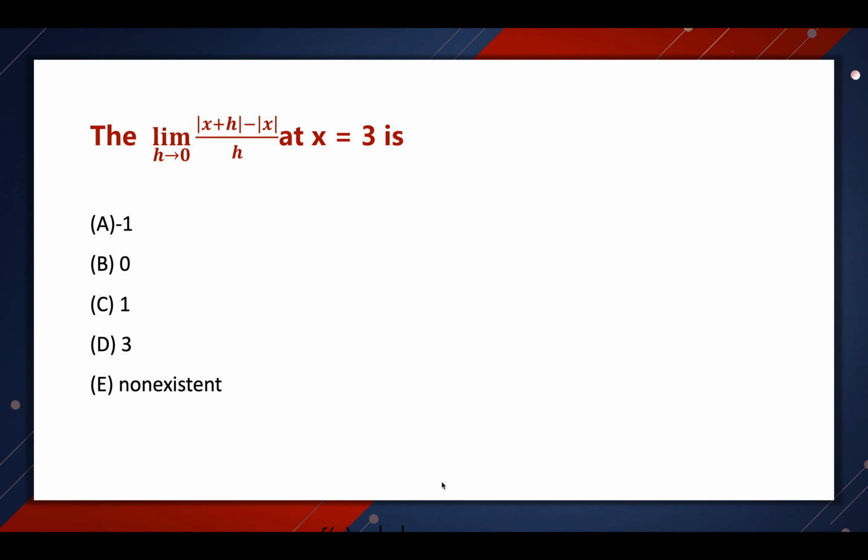In these questions, we will know that f(x) is equal to absolute x, and then the derivative of f(x), and put x equal to 3 into this derivative, we will know the slope of the absolute value of x at x equal to 3. So that answer is 1.